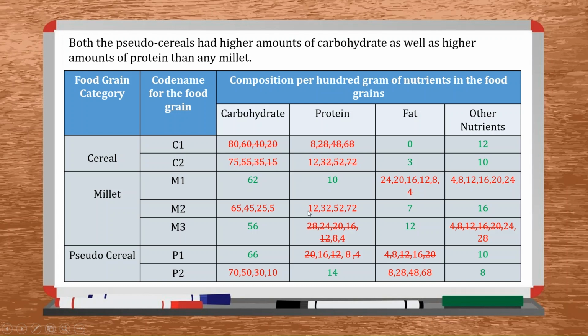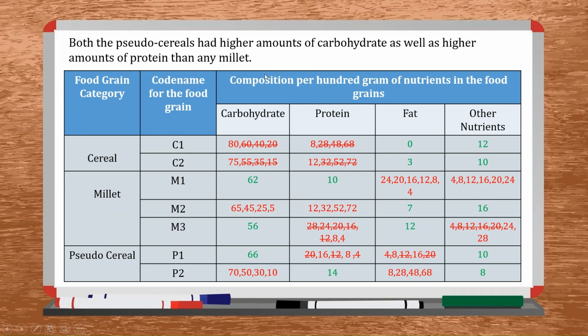So the only possible value for protein in M2 is 12. For M3 it should be 8, and for P1 it is 16. All the other values can be eliminated, and the corresponding values for other nutrients can also be eliminated.